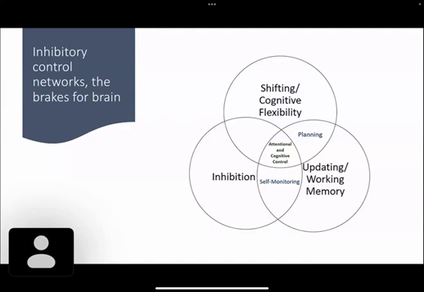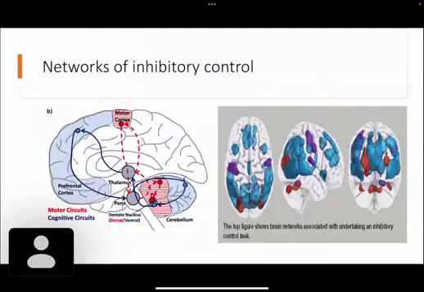It gives these all functions. Inhibition, it is causing inhibition, it is causing shifting or cognitive flexibility, it is causing updating memory or working memory, and they combine to form planning, they combine to form self-monitoring, and they combine to form attentional and cognitive control. The network of inhibitory control starts from cerebellum.